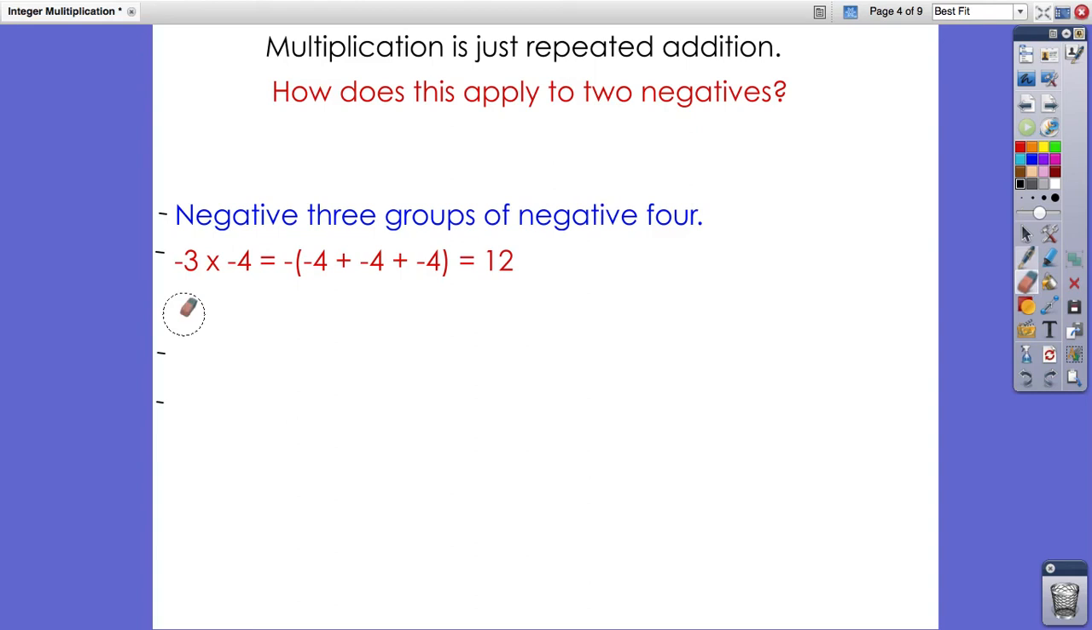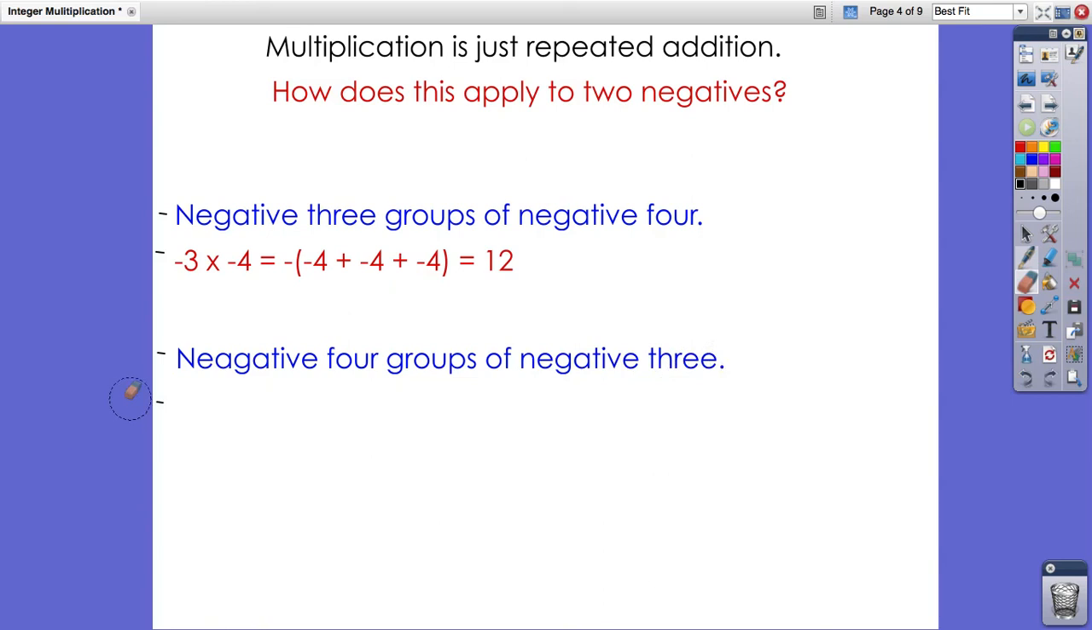And this applies the other way as well. Negative 4 groups of negative 3. And I'll just let you look at this. Same idea. So you don't necessarily ever need to write this out when you're doing math. You're not going to take the time to write out the repeated addition, but I want you to know why these rules work.